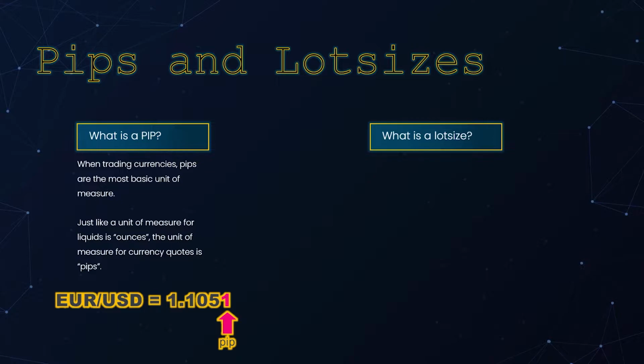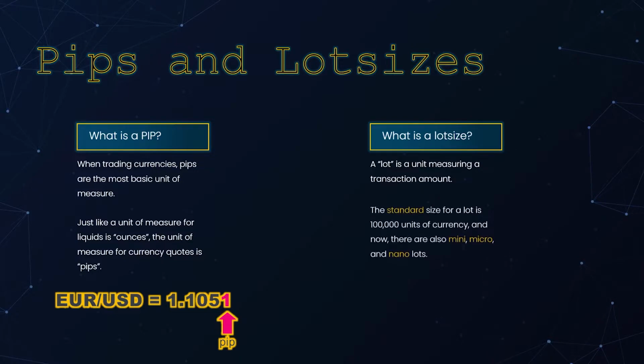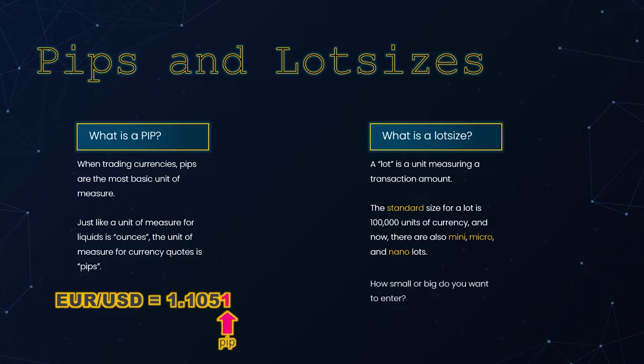Alright, now what is a lot size? A lot is a unit measuring a transaction amount. When you place orders on your trading platform, orders are placed in sizes quoted in lots. The standard size for a lot is 100,000 units of currency. And now there are also mini, micro and nano lots, and those are 10,000, 1,000 and 100 units. So basically it's your position size. How small or big do you want to enter a trade? And don't worry if you can't answer that question. We've got you covered on that.